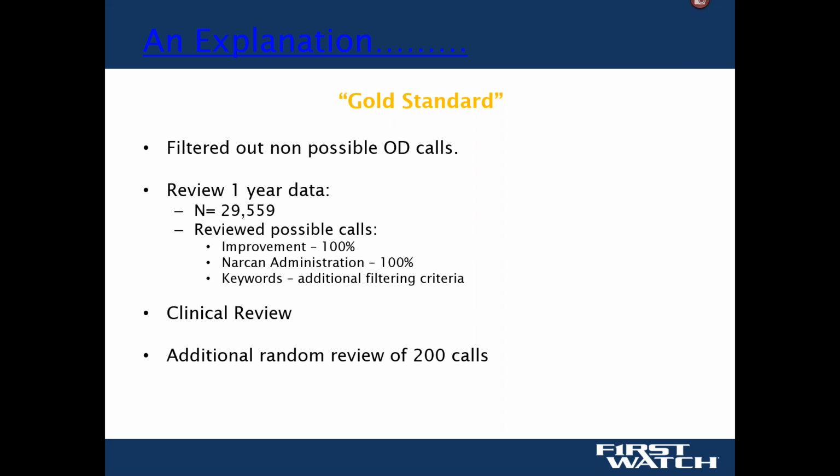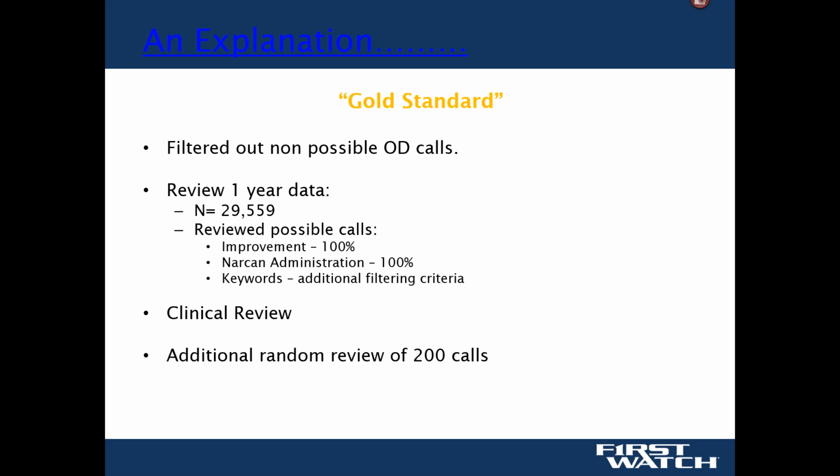And then we did a one-year clinical review of the data, which was a little bit over 29,000 calls. Then we did another filtering attached to this one year of data, in which we were looking at an improvement of respiratory rate, pupil response, and level of mental status once naloxone was administered. From that group, we did 100% case review. The second tier was any call in which Narcan was administered, and again, there we did 100% review.